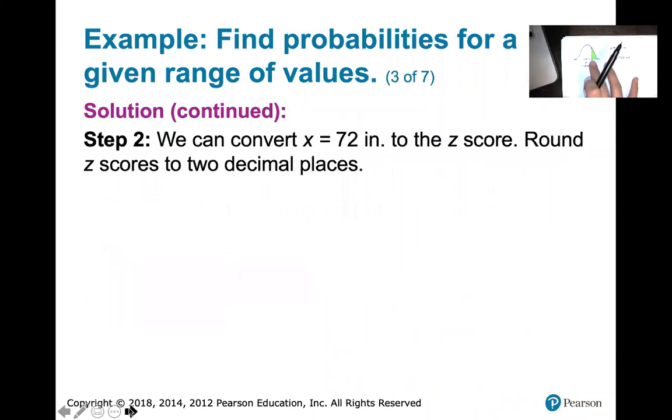Then after you've done this, the next step is to convert that x equals 72 inches to the corresponding z-score, because I don't have a table that gives me areas corresponding to x values, but I do have a table that gives me areas corresponding to z-scores. So I'm going to take this x value, x equals 72 inches, and convert to the corresponding z-score. Because I'm using table A2 as one method for solving this problem, I will round to 2 decimal places.